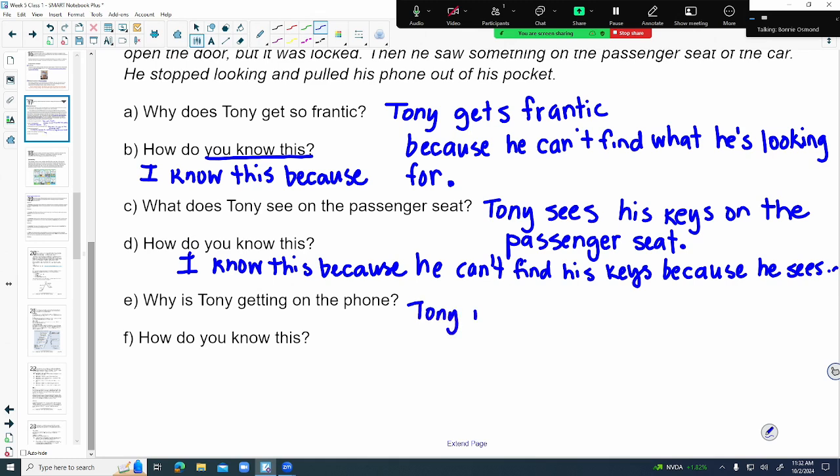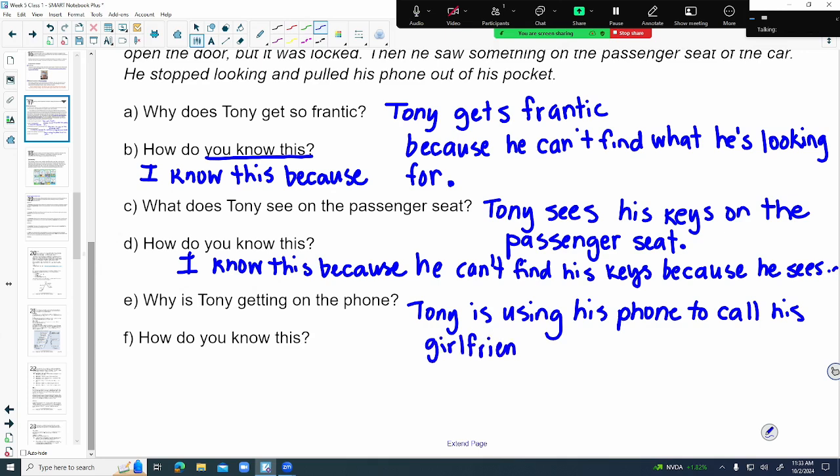So Tony is using his phone to call, and we're guessing here, his girlfriend to bring the spare key. Or you might say he's calling a locksmith. We don't know who he's calling, so we're guessing about who he might be calling.